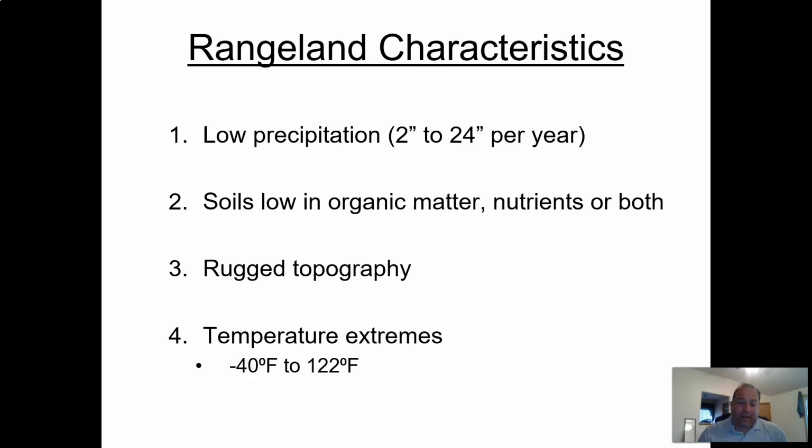And then you also get temperature extremes. Depending on where you are in some of these rangelands, you can go from negative 40 to 122 degrees Fahrenheit, because you can have some really warm deserty areas, and you can have some areas up high that end up being really cold, or farther north, tundra-ish areas that end up being pretty cold.